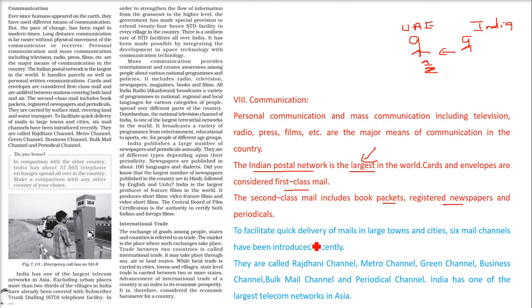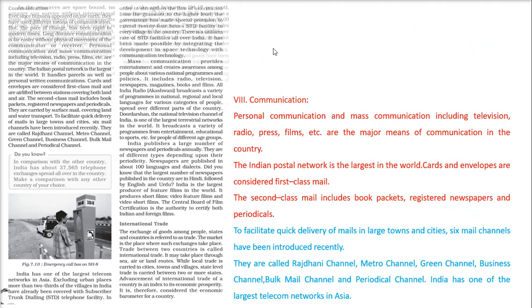In order to facilitate the quick delivery of mails in large towns and cities, six mail channels have been introduced recently. Let me name them: Rajdhani channel, Metro channel, Green channel, Business channel, Bulk mail channel and Periodical channel. India has one of the largest telecom networks in Asia. We have a very large population, and because various companies are giving calling and data free, communication is now very strong in our country.